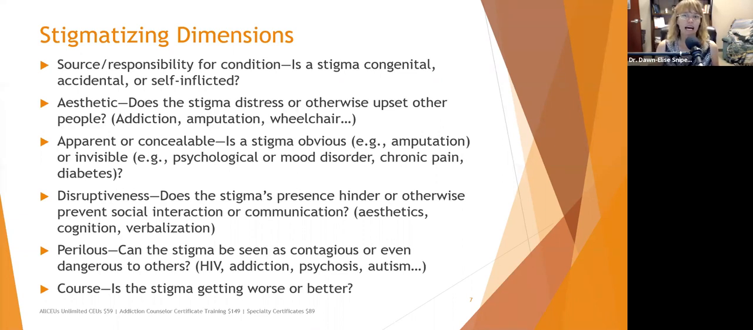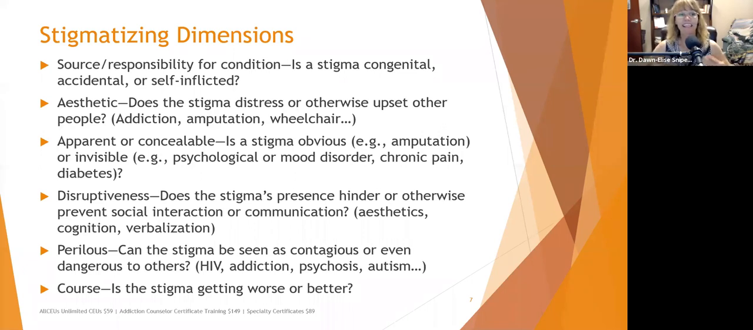Aesthetic is another stigmatizing dimension, and that kind of goes along with apparent and concealable, so I'm going to cover them both together. Does the stigma distress or otherwise upset other people? If you're dealing with somebody who has an addiction, sometimes they may be very drawn. They may have jaundice, so their eyes are kind of yellow. If you're dealing with somebody who's an amputee or in a wheelchair, it doesn't mean that their devices are necessarily going to upset everybody, but the aesthetic component may upset some people. If you're working with people who maybe lost an eye and they have a false eye, that can be distracting for some people. It's just really individualized who is going to be bothered by what.